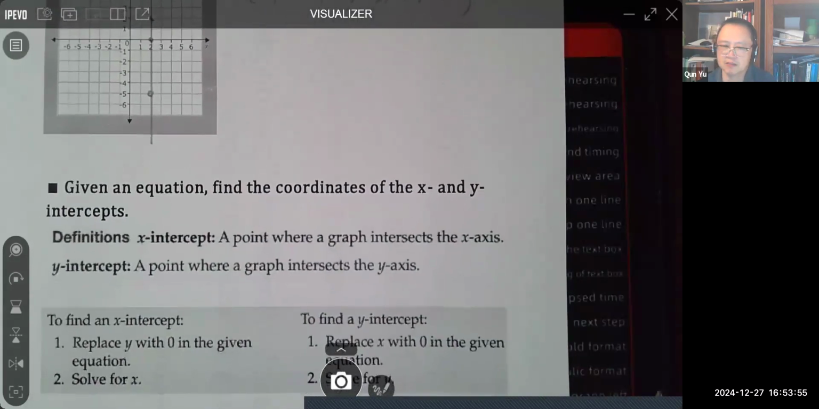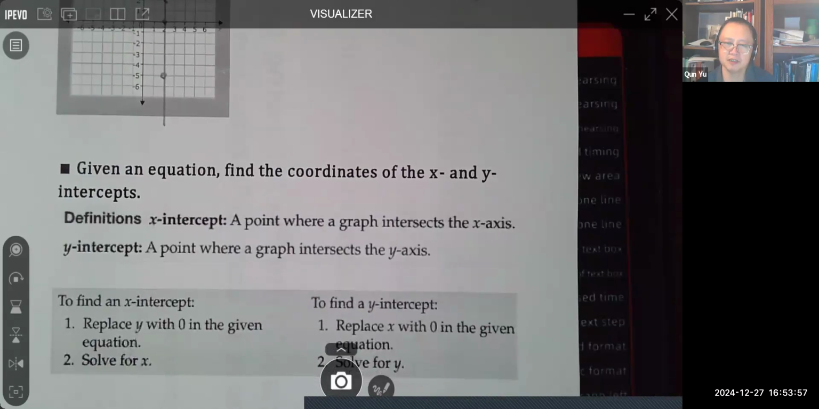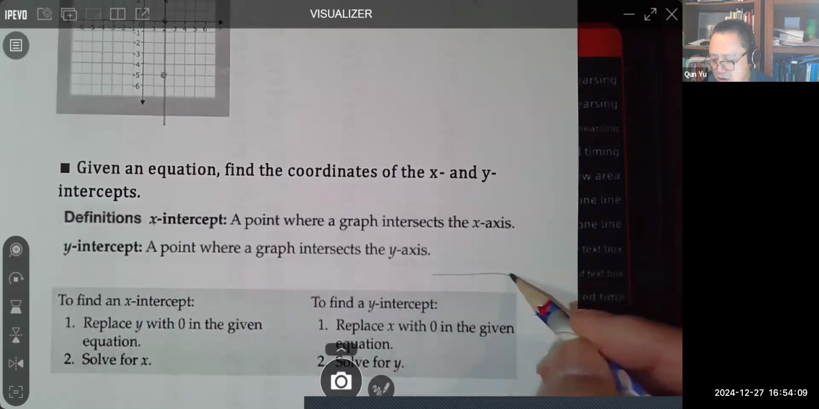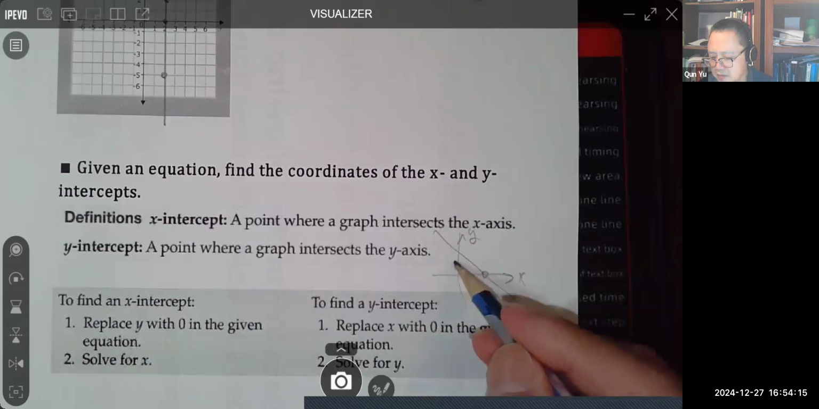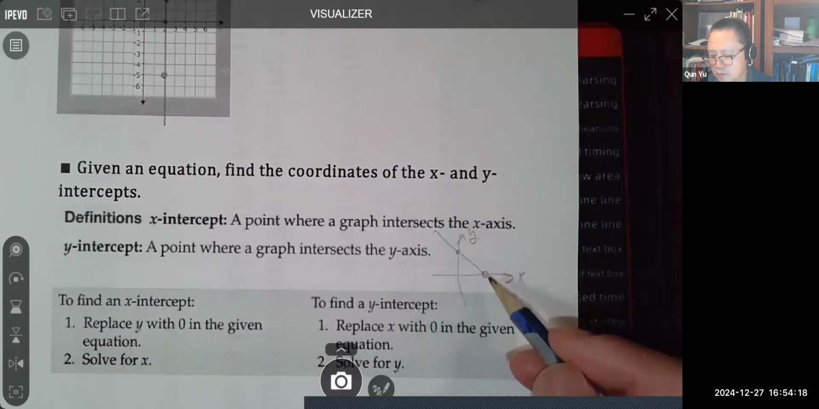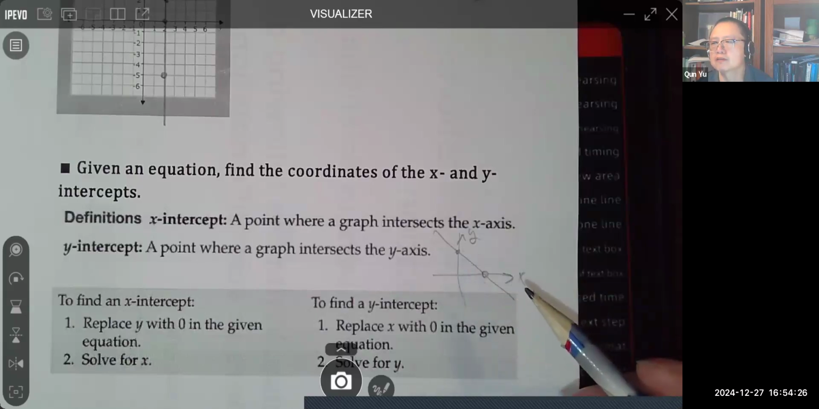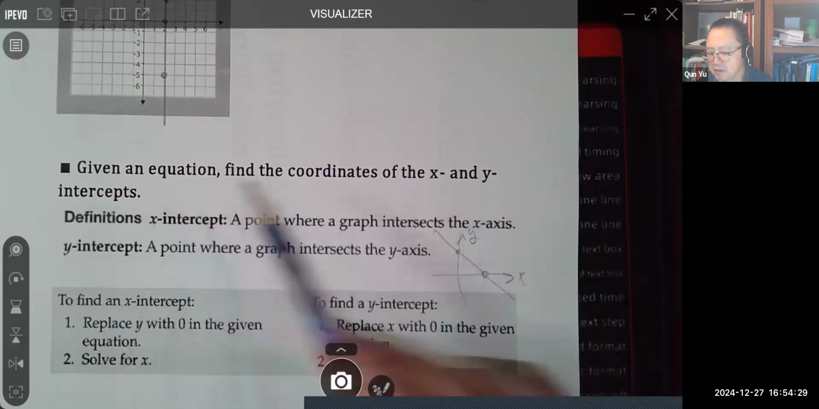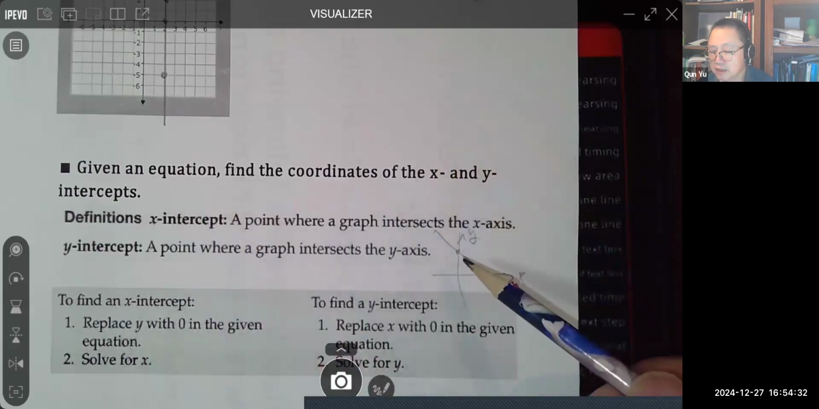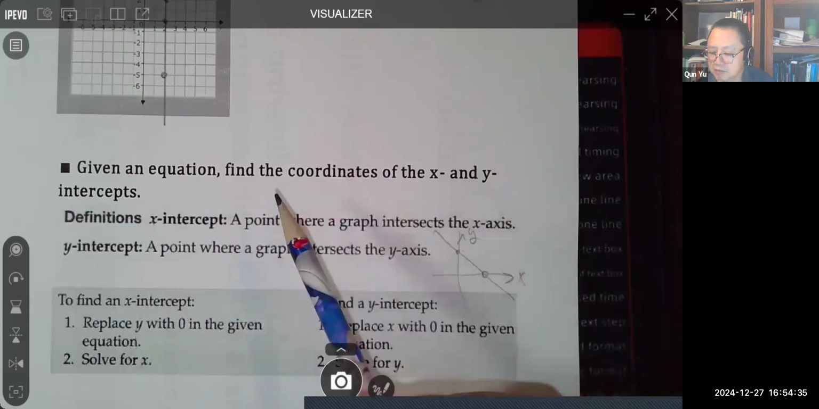Now, the last part for this video: if you're given an equation, how do we find the coordinates of the x and y intercept? First of all, understand the concept. This is a coordinate system. With y and x, you will have a line. It will intercept with these 2 axes at these 2 different points. This is the x interception point, this is the y interception point. We want to locate the coordinates of these 2 points, given an equation. How do we find these 2 points without graphing, from an equation?